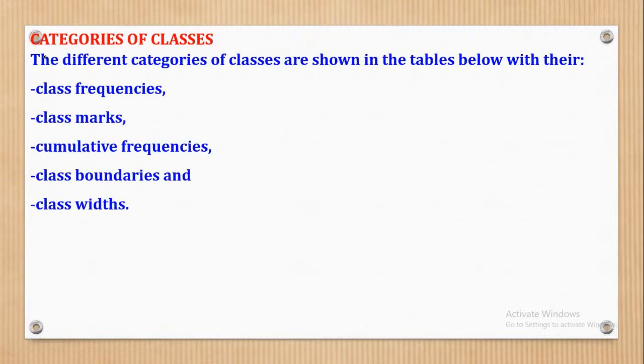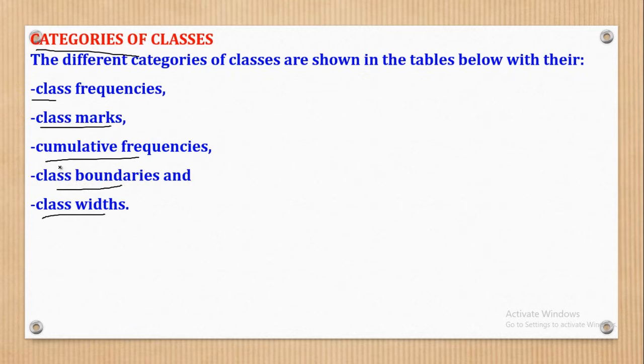Okay, so now shall we look at the categories of classes. In O-level, the classes you are given were limited to a specific part, but in A-level there are various categories of classes. So what we are going to do is first look at those categories and also learn how to get the class mark, cumulative frequency, class boundaries, and class width.